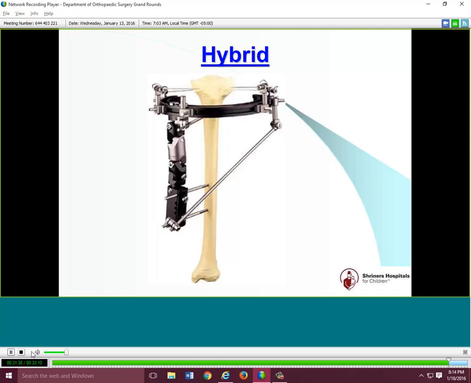And then there's hybrids where you have something that is a uniplanar in one area and acts more like a circular up above or down below. And that's very helpful if you need to get some extra stability. It's less bulky than a typical circular fixator, but it gives you a lot of different options on what to do.